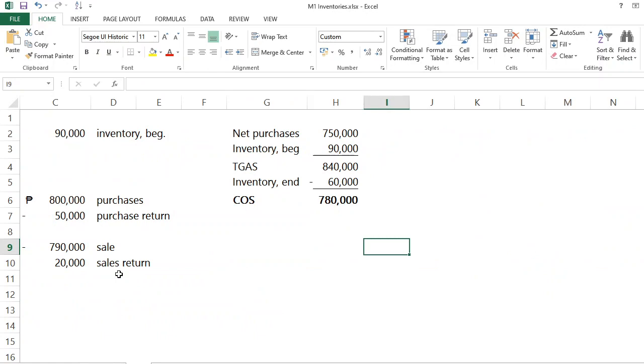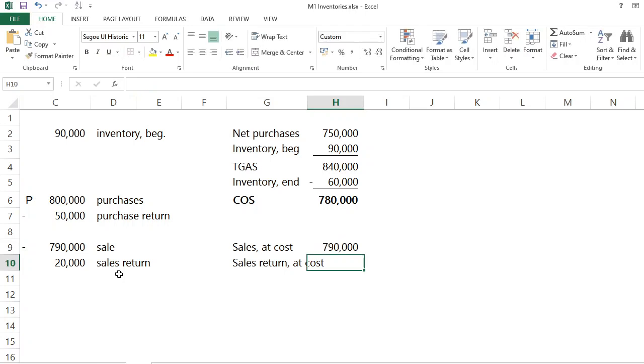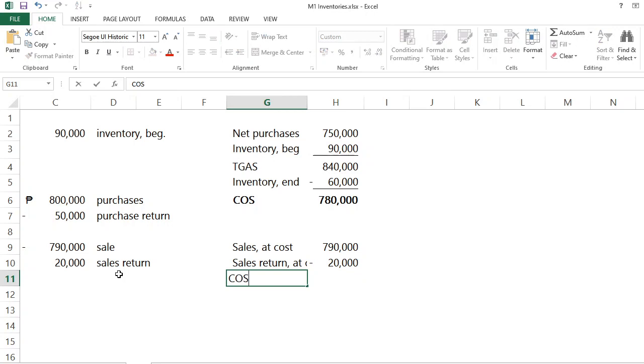So, when we are using the perpetual inventory system, kung pila ang atong nabaligya, sales, cost, and then sales return at cost. Pila ba to? That's 790. And then, nabalikan man tag item ng 20,000. Therefore, our cost of sale is 770, right?